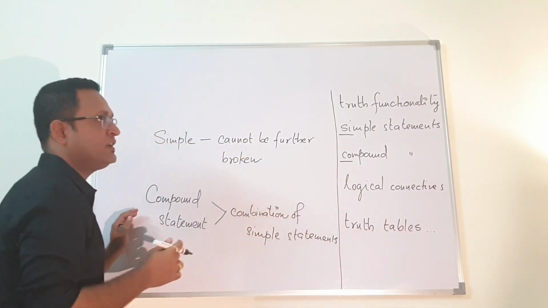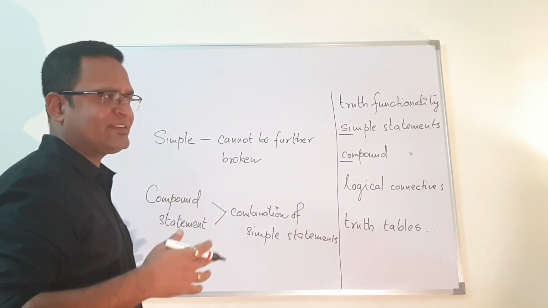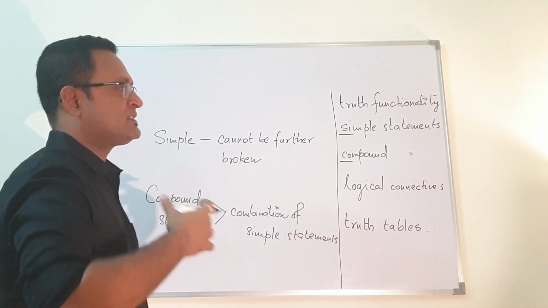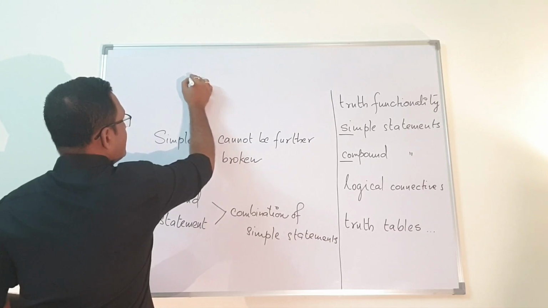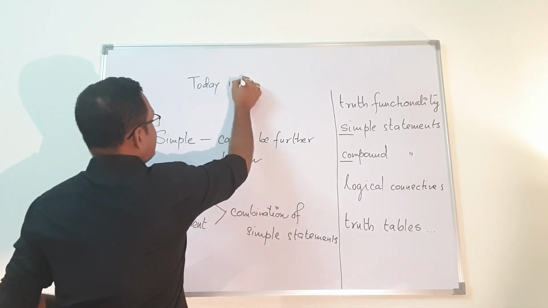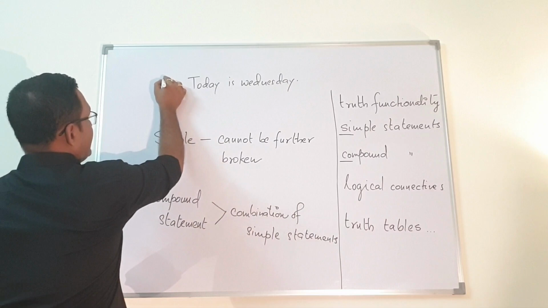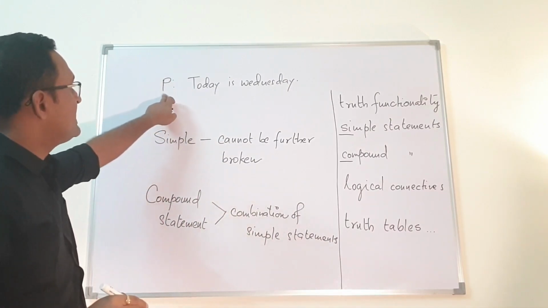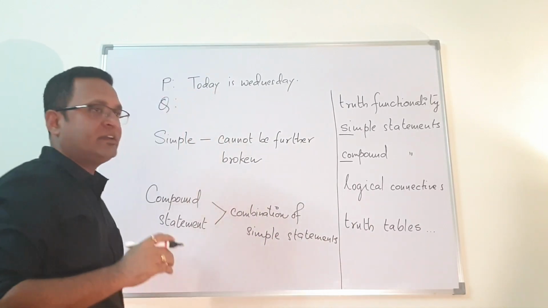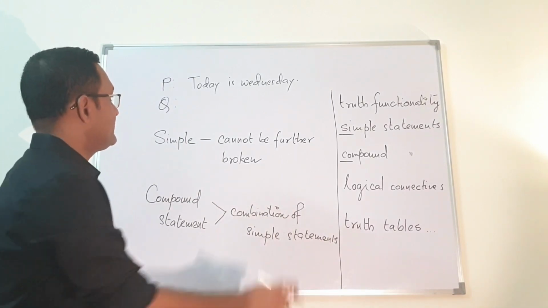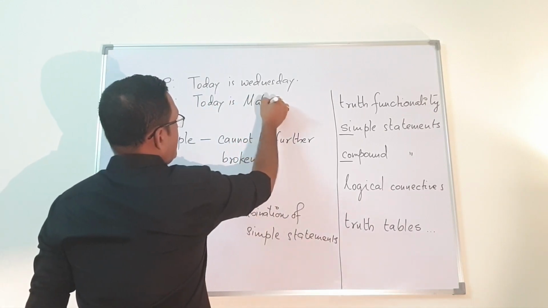Suppose we started this course with an understanding of what are letters, what are words, what are sentences, what are statements, and so on. If there is a statement like today is Wednesday, I refer to it as P. So I define P as: today is Wednesday. And if I define Q as another statement, today is Mahashivratri.